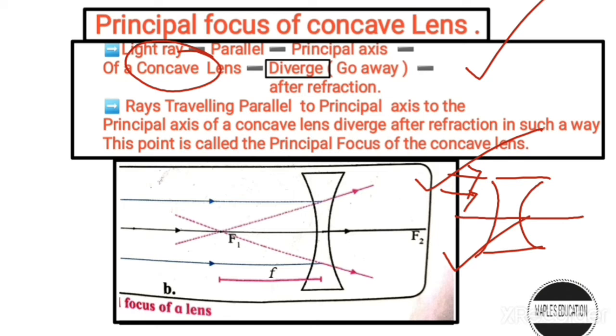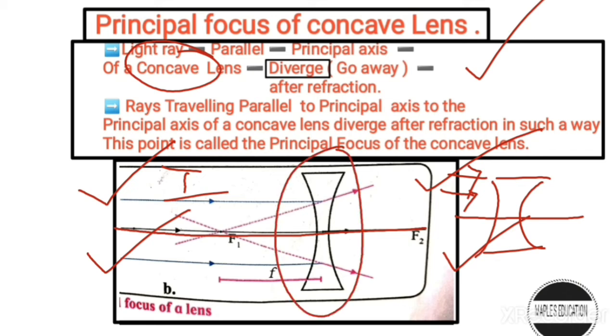In the convex lens, what have we studied? It comes together to a single point. So in convex it comes and meets at a single point, but in a concave lens what happens? Here the light rays go away from each other after refraction. You can see in the diagram here, these are my incident light rays. This is my principal axis. You can see my incident light rays are parallel to my principal axis, right? And in the middle, this is the concave lens.